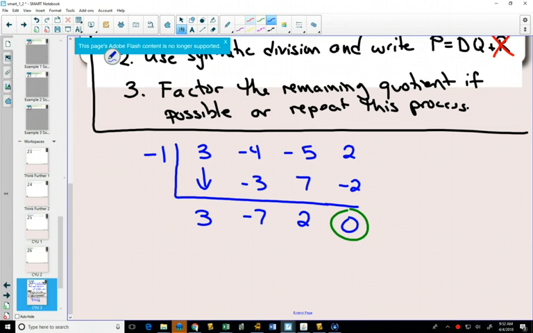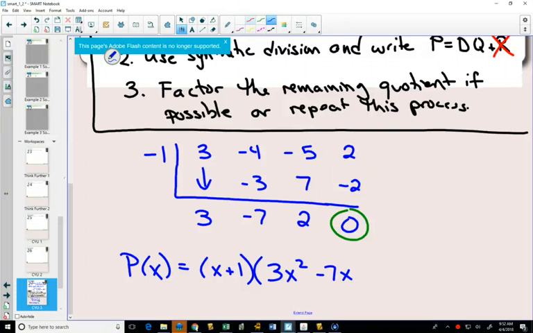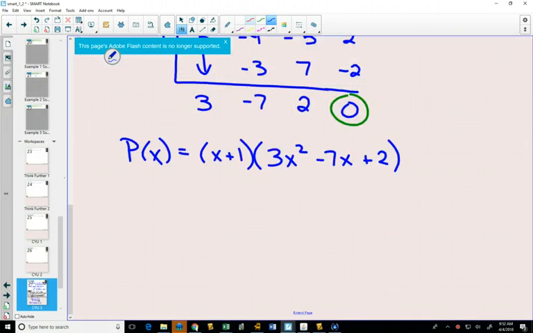What's our division statement? Well, our polynomial that we started with is equal to our quotient, which is x plus 1, and we're left with 3x squared minus 7x plus 2. And because we're left with a quadratic equation, in this case, we don't need to repeat the process. If this was an x cubed, you'd have to repeat steps 1 and 2 for your new polynomial that you'd like to factor. But because this is a quadratic, you may be able to factor this one right now.